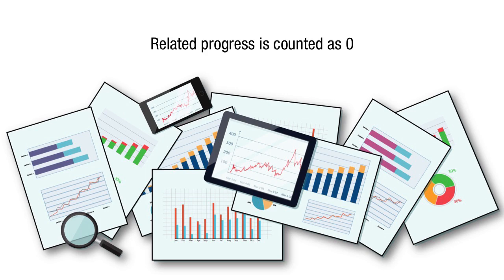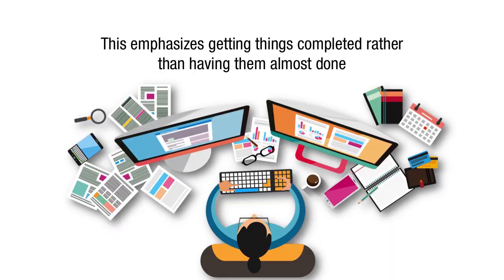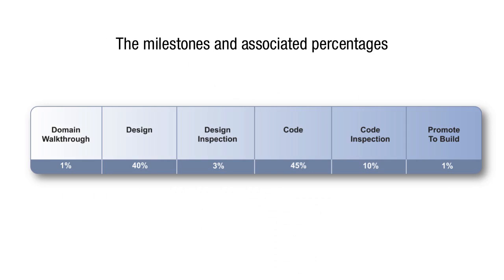Before that, the related progress is counted as 0. In other words, no credit is given for work in progress. This emphasizes getting things completed rather than having them almost done. The following table illustrates the milestones and associated percentages.